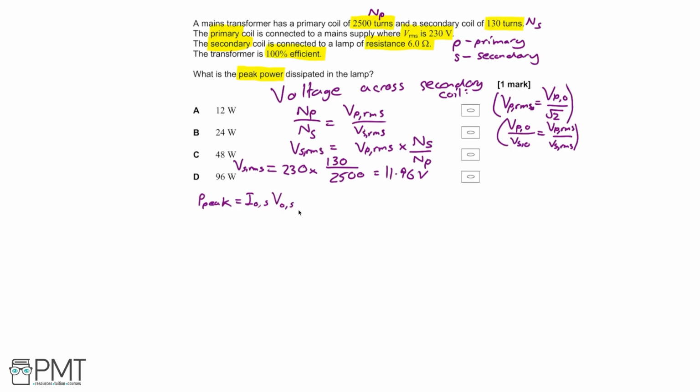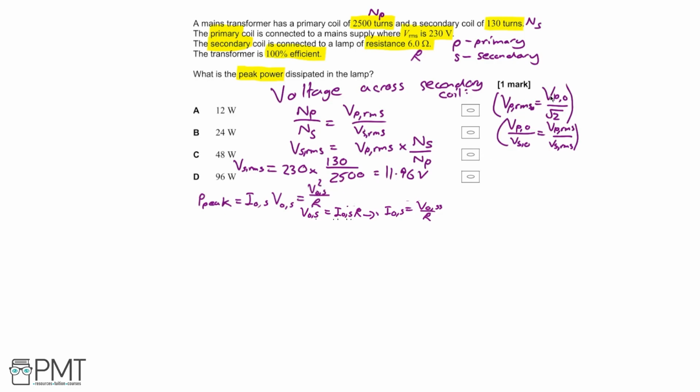Then we can use Ohm's law, which says that for the lamp of resistance R, which will be 6 ohms, we have that V0S is equal to I0S multiplied by R. So this is just using Ohm's law, but with the subscripts corresponding to the peak voltage and current in the secondary coil. So we can rearrange this for I as I0S is equal to V0S divided by R. So this gets us an equation which looks like V0S all squared divided by R. So this is our equation for the peak power dissipated in the lamp.